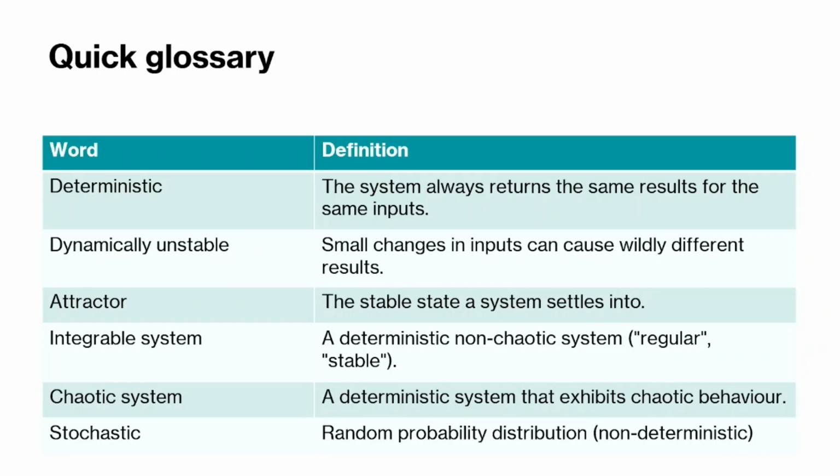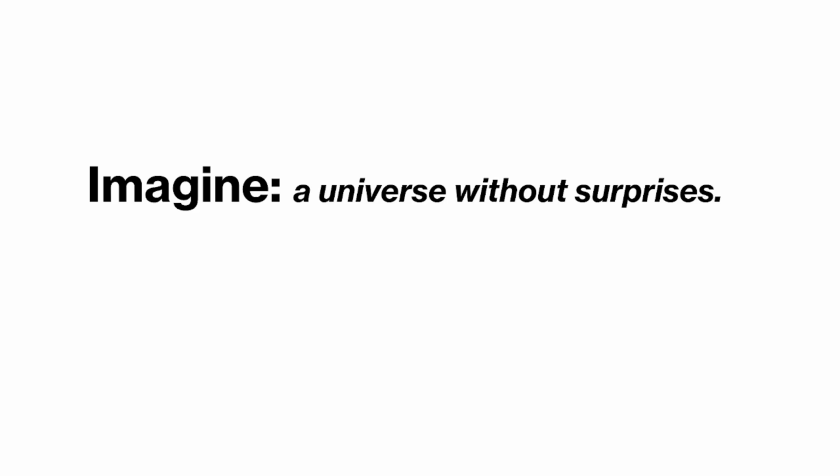Now, before I start, it'll be helpful if you're familiar with these words. So deterministic: the system always returns the same results for the same inputs. Dynamically unstable: small changes in inputs can cause wildly different results. An attractor: the stable state a system settles into. An integrable system: a deterministic non-chaotic system. Some people call them regular or stable. A chaotic system: a deterministic system that exhibits chaotic behavior. And stochastic: our randomness.